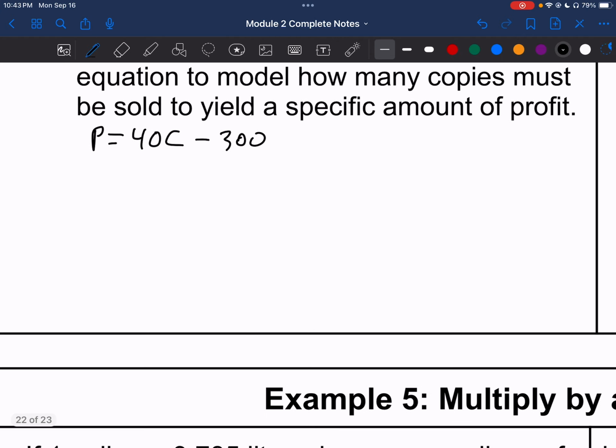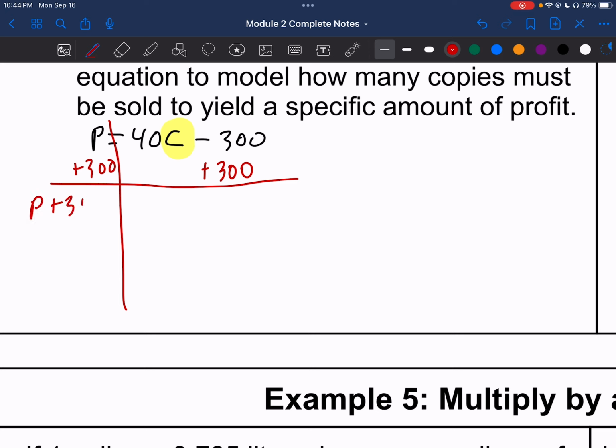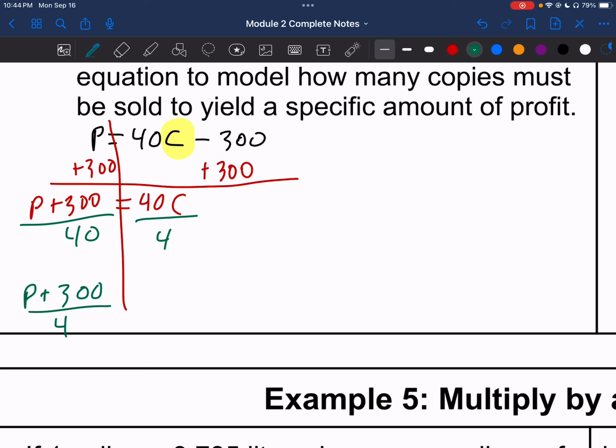So the first step we do, we're solving for number of copies. So we're going to start by adding 300 to both sides. So this would be like taking away the cost she has to have. So profit plus 300 is going to be equal to 40C. Now we're going to divide both sides by 40, and we get profit plus 300 over 40 is equal to C.